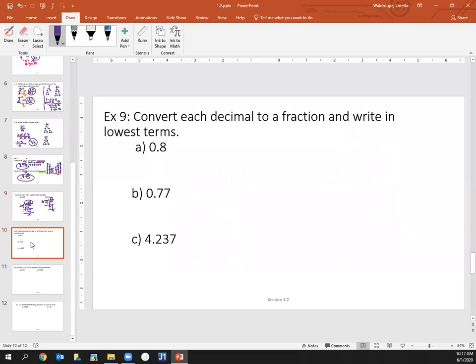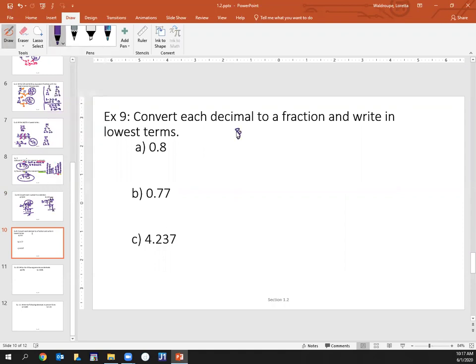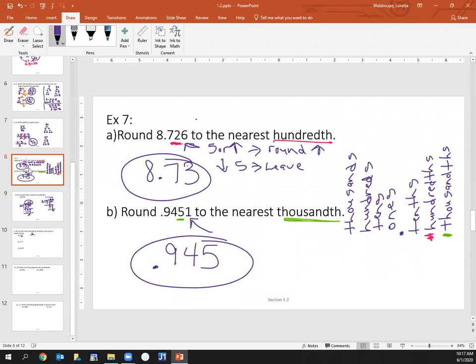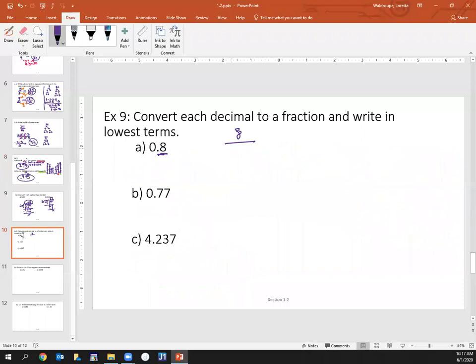Okay, so what about a decimal to a fraction? Okay, this is 8 because that's the number over. Now, how many decimal places do you have? 1. And if we look back at our decimal place, 1 decimal place is tenths, right? So that means we're going to write this over 10.